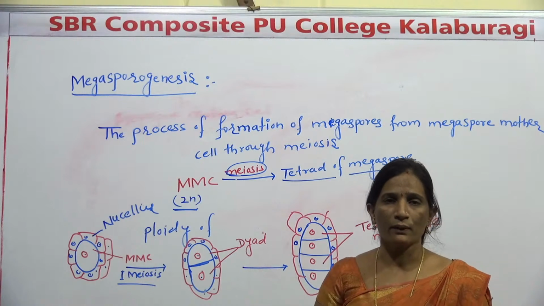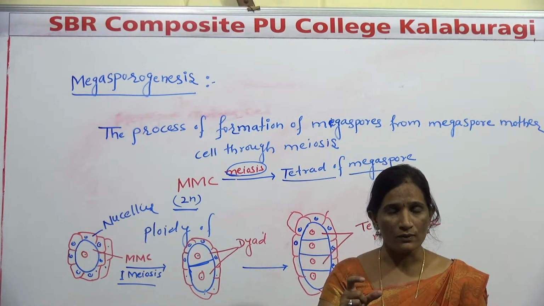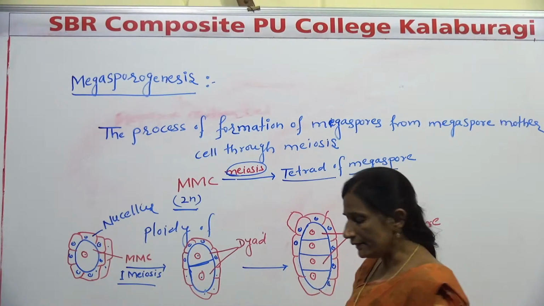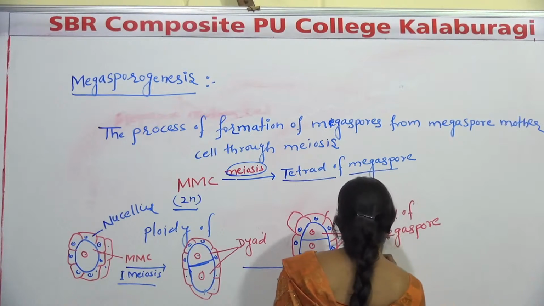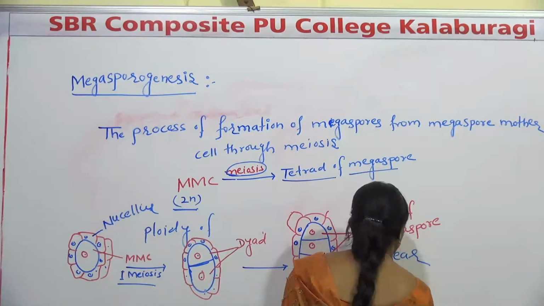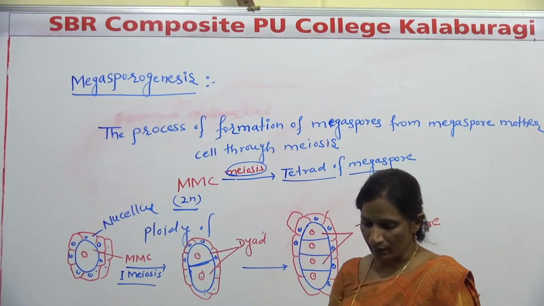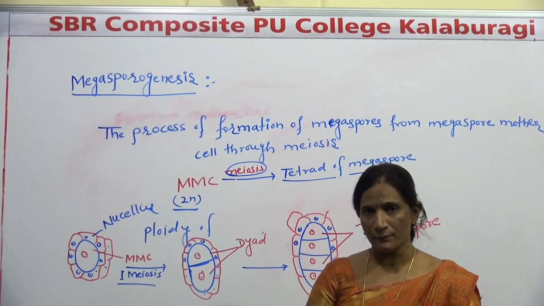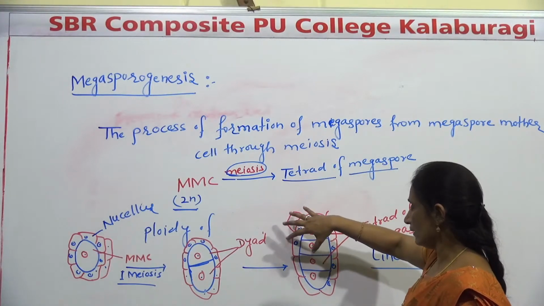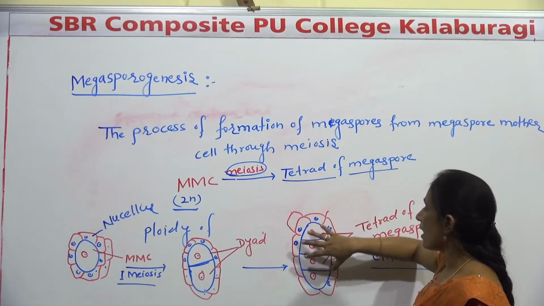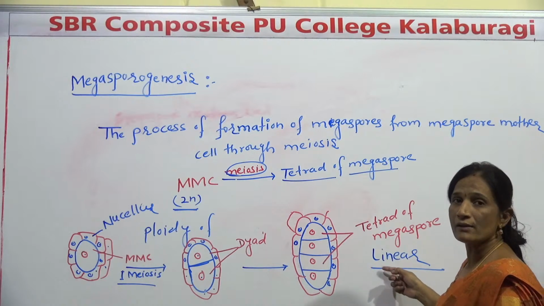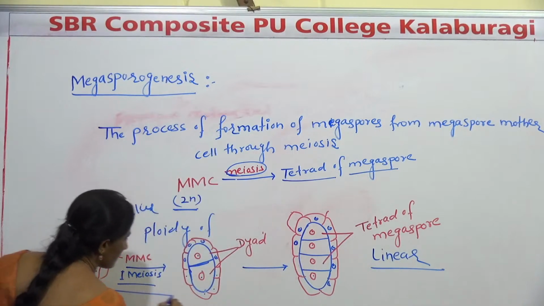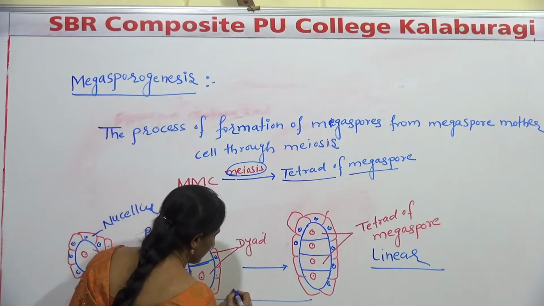And a very important point here is that these megaspores are generally arranged in a linear fashion. While explaining microsporogenesis, I told you that the microspore tetrad is generally arranged tetrahedrally or isobilaterally. But in megasporogenesis, megaspores are generally arranged in a linear fashion. Is it clear? So this stage is called megasporogenesis.